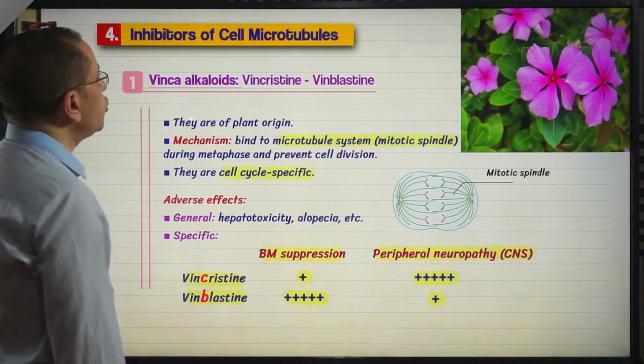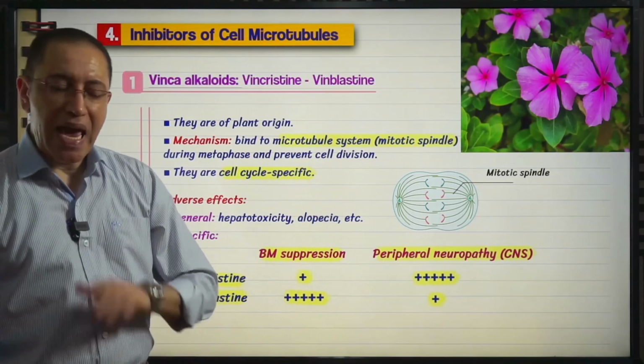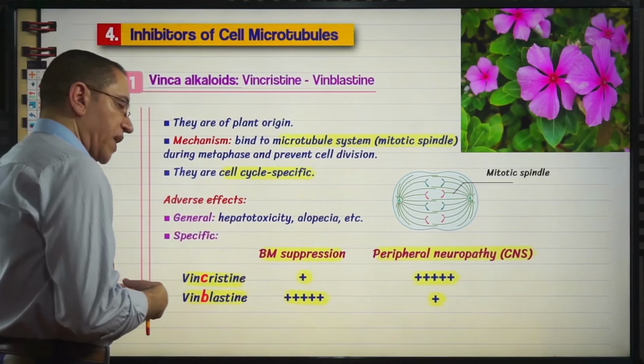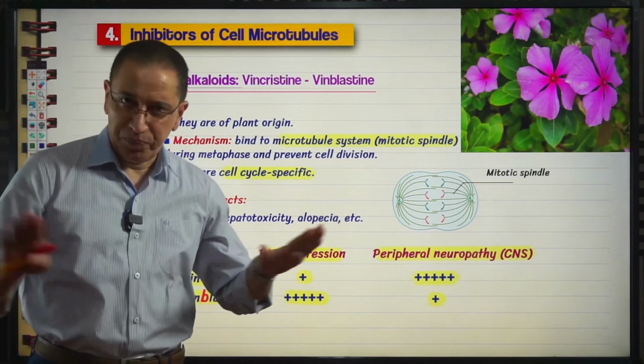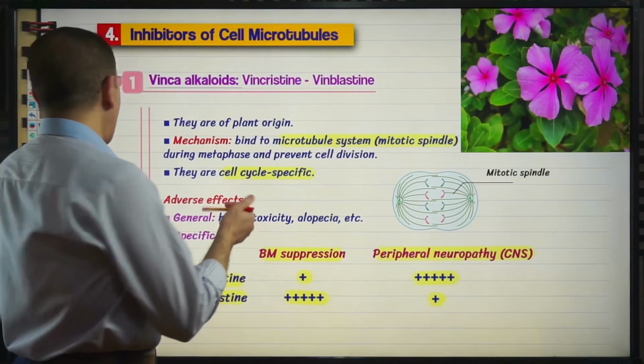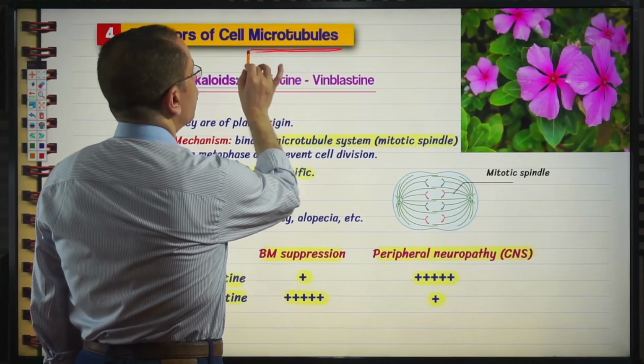Let's continue with the fourth family called microtubules inhibitors. We already know there are 8 families. Now we are talking about the fourth family called inhibitors of microtubules. Before I mention them, firstly you must be aware of the meaning of microtubules, which was explained in the past video.